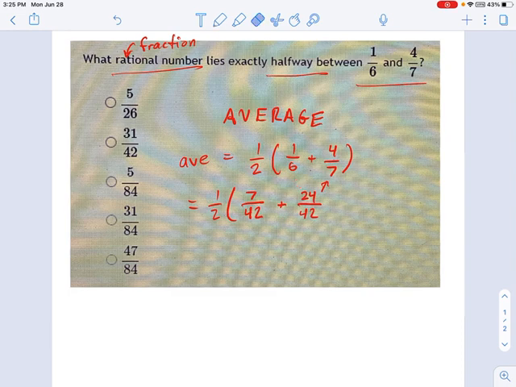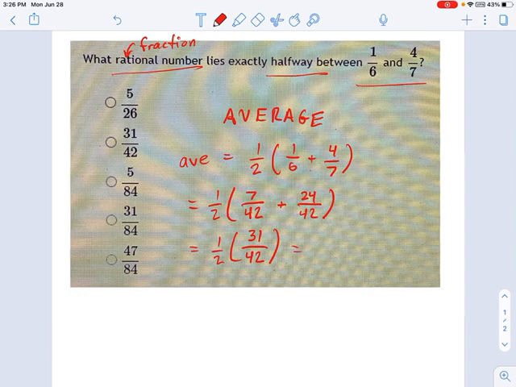Okay, so now I have two fractions which have common denominators. I love common denominators because now you can add them together. And that equals 1/2 times, 7 plus 24 is going to be 31. And the bottom denominators just combine. You don't add the denominators together, you just combine them. So I have 31 over 42.